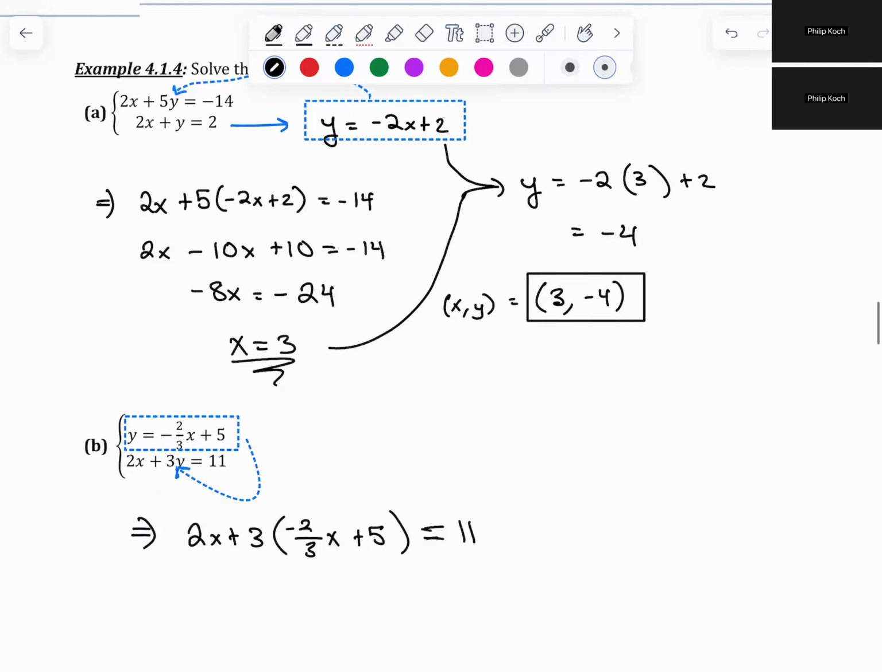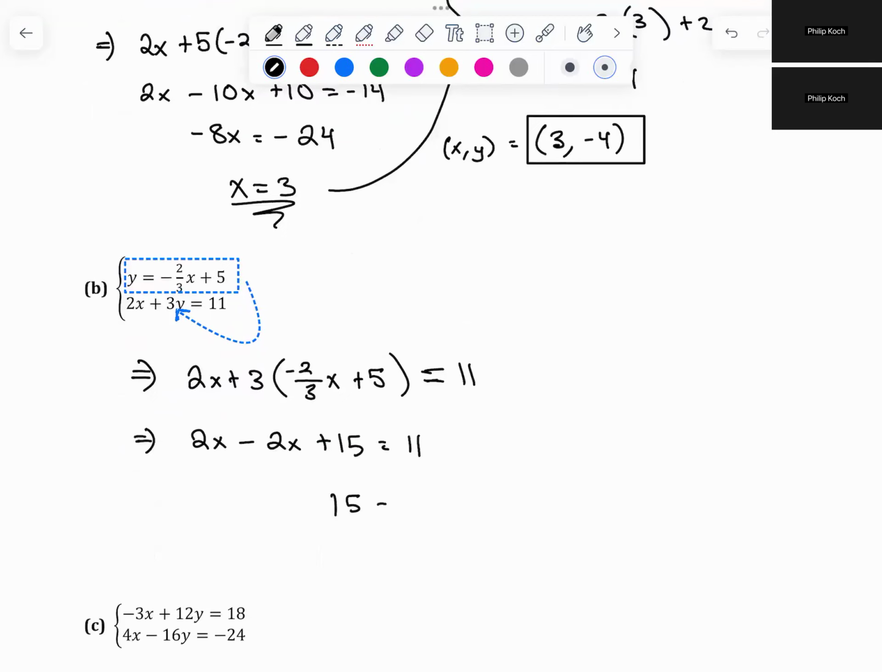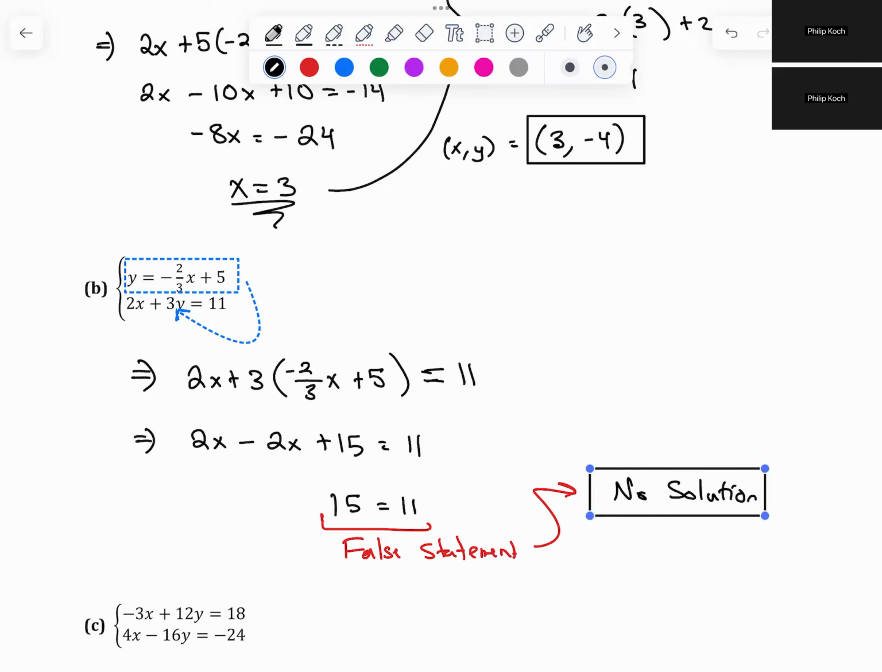Whew. Lucked out. And so we end up with now 2x, when you distribute the 3, minus 2x plus 15 is equal to 11. But then the 2x and the minus 2x cancel out and we get 15 equals 11. That's a false statement, which implies that there is no solution. If we end up getting 15 equals 15, then it would be infinitely many. But we ended up with 15 equals 11, which is not a true statement. So there is no solution.